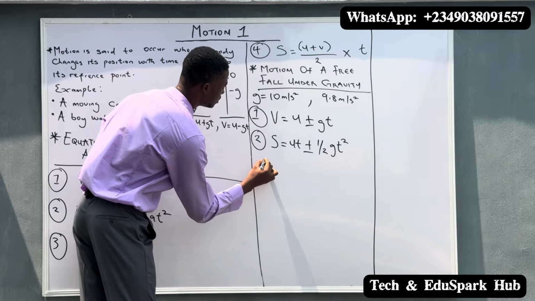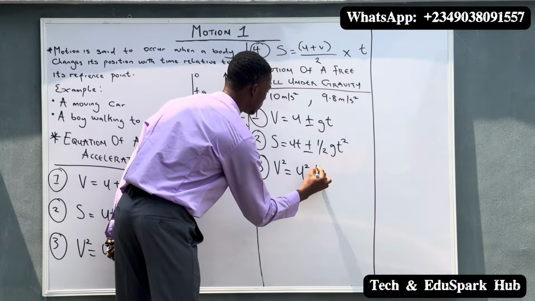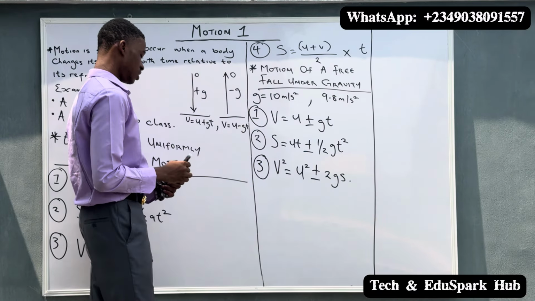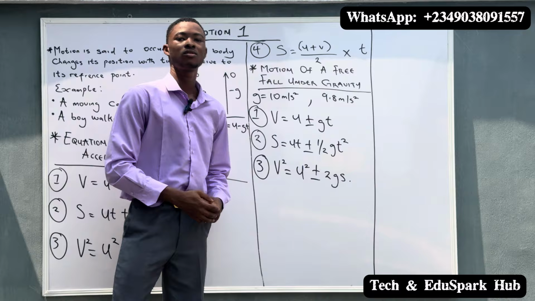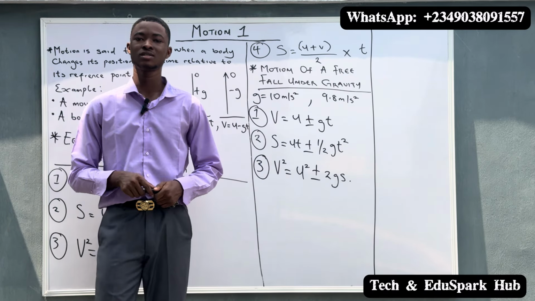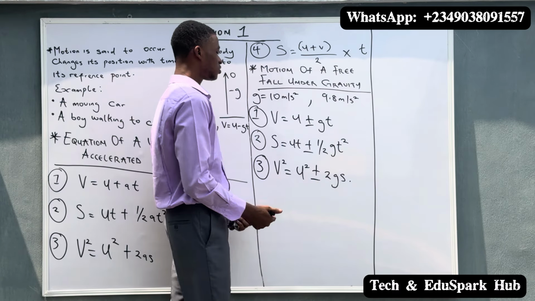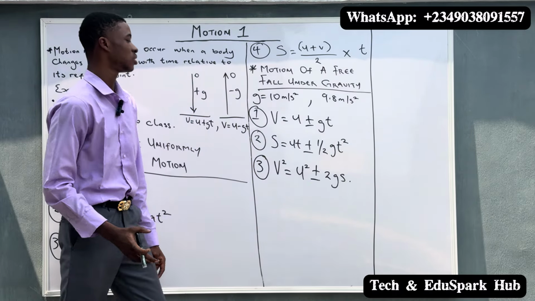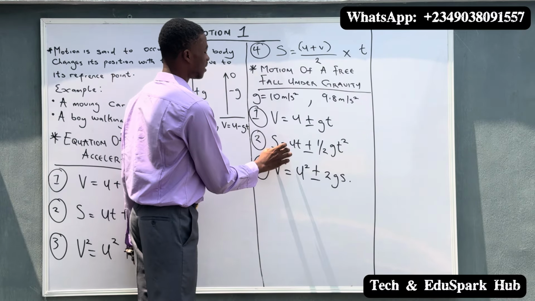And the last formula, which is the third one, is given as v square equals to u square plus or minus 2gs. So these are the three formulas of motion under a free fall. This plus or minus is just telling us the direction of the question. You will see the application when we solve examples under this concept. So we can have v square equals to u square plus 2gs. This is applicable when you have no time in your question, but you have distance. This distance can be h or s.